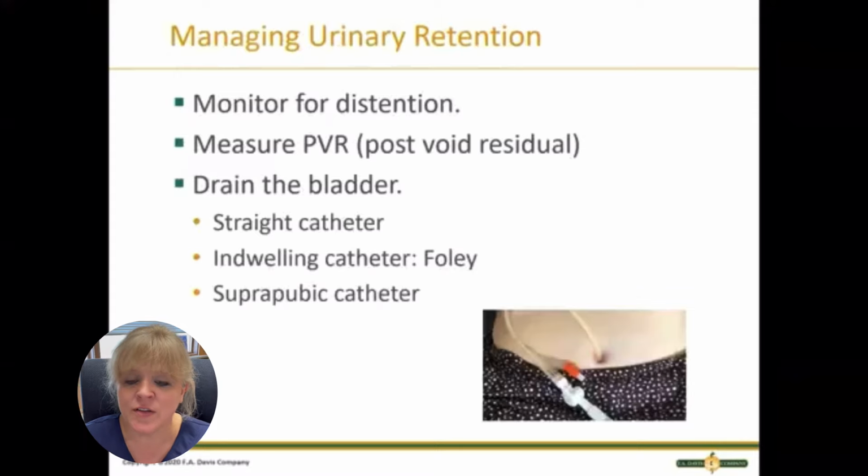And then the last is suprapubic catheter, and that is used for continuous urine drainage and that is more long-term even than an indwelling catheter, and that's when the urethra has to be bypassed.